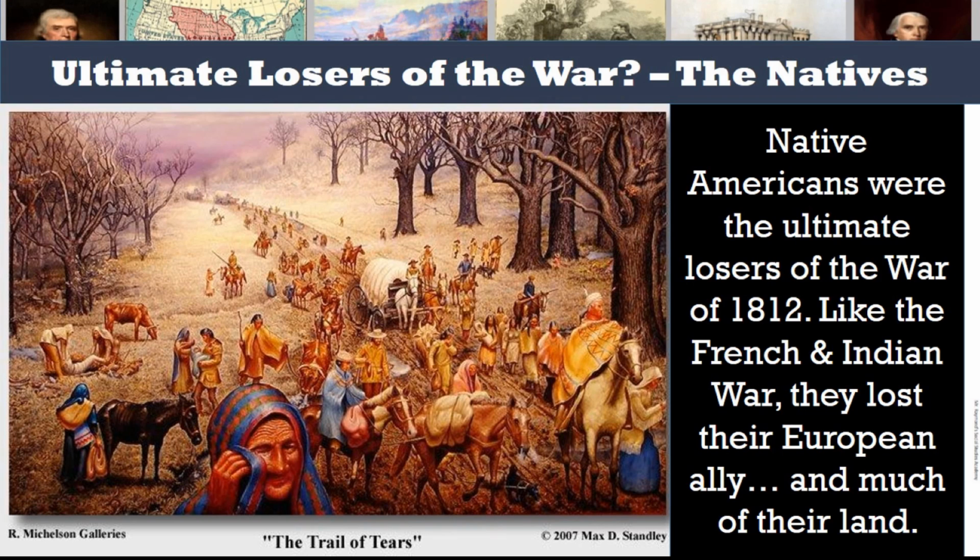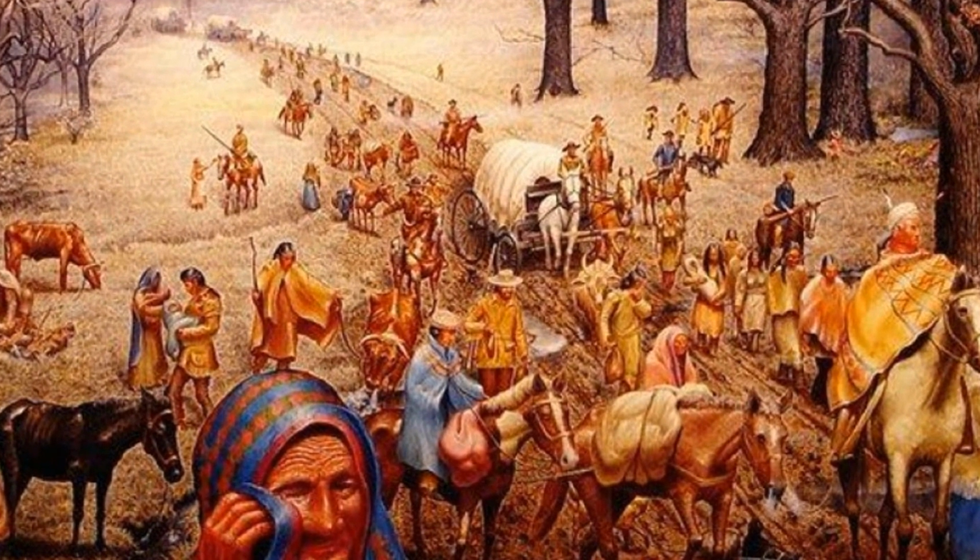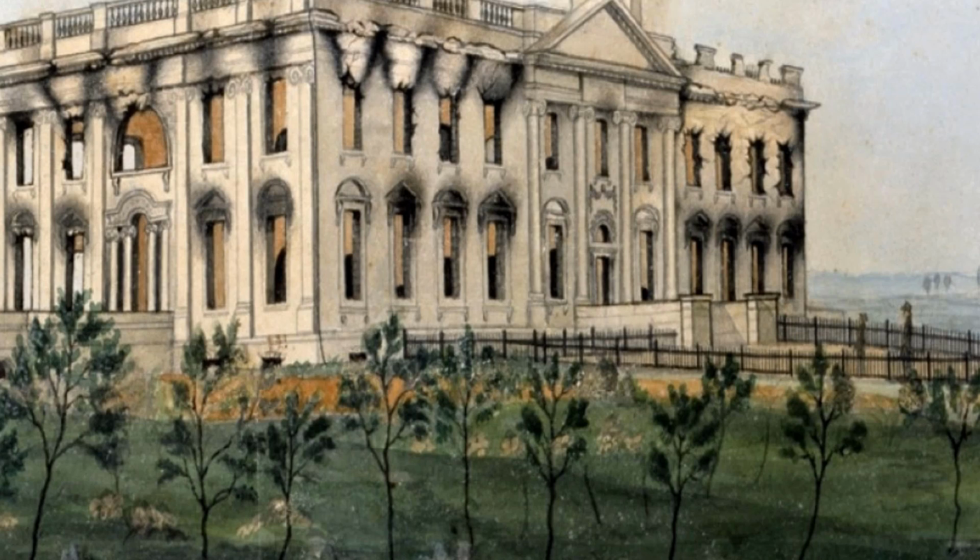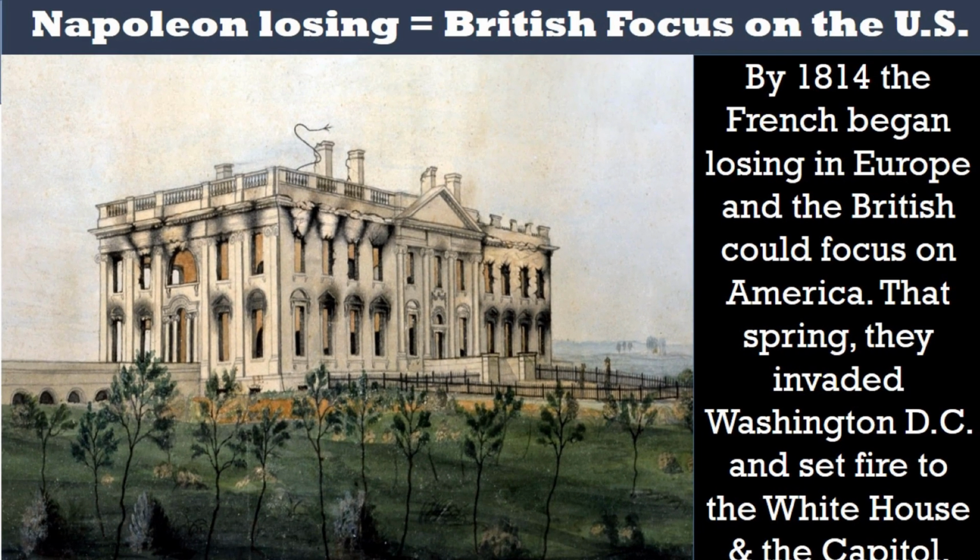So we already see one of the outcomes of this war. The Native Americans were the ultimate losers in the War of 1812. Like the French and Indian War, they lost their European ally, and ultimately much of their land. Meanwhile, by 1814, the French had begun losing in Europe, and the British could focus on America. That spring, they invaded Washington, D.C., and set fire to the White House and the Capitol. Payback, as some would say, for the invasion of York.